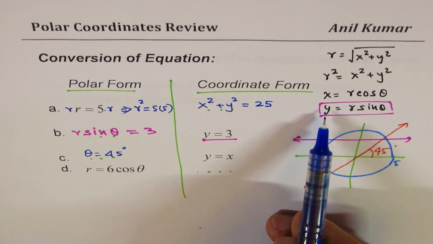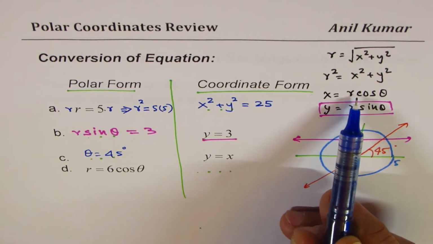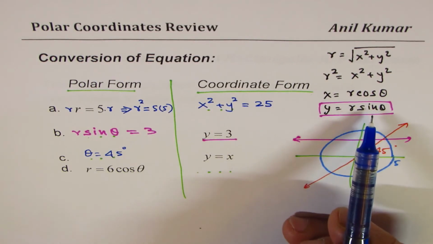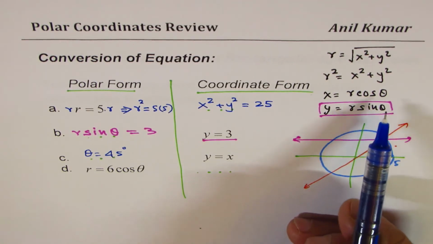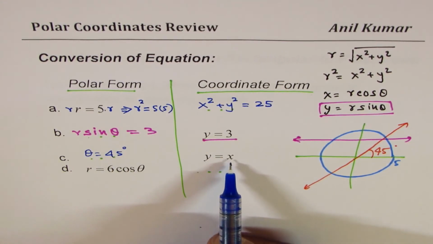Now that is simple to figure out. You can replace y with r sine theta, right? And x with r cos theta. R cancels, right? So you get tan theta equals 1, which is theta equals 45 degrees. So I'm leaving those details for you to do.